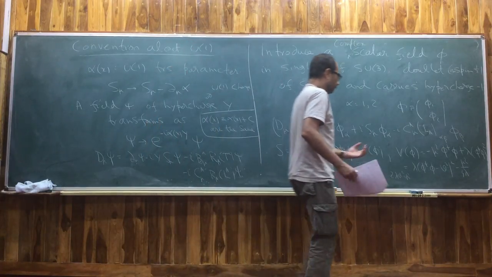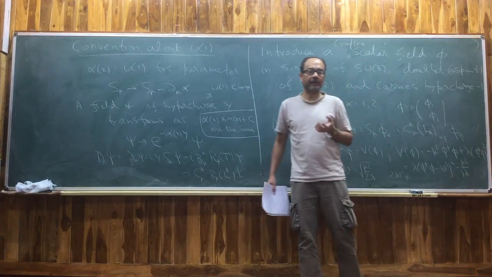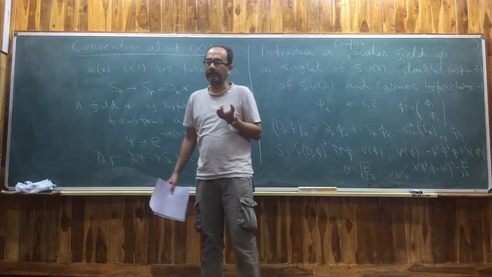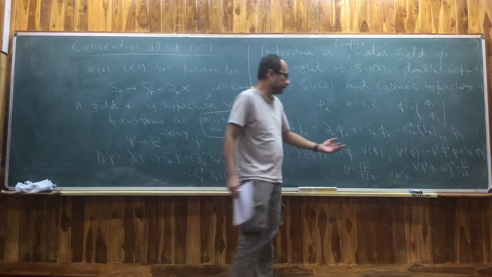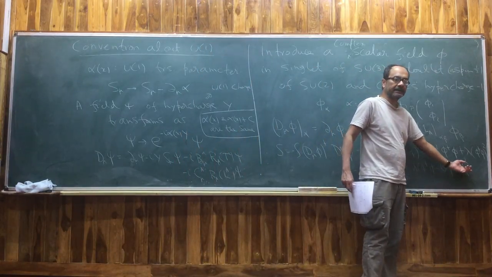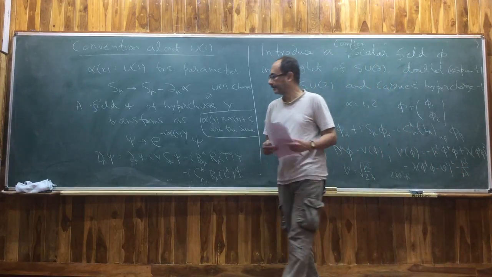Now, from this form of the potential, it's clear that the potential has a minimum when phi dagger phi is equal to v square, right, because it's a square plus a constant. So clearly the potential has a minimum when phi dagger phi is v square.